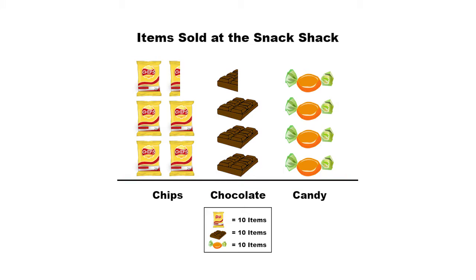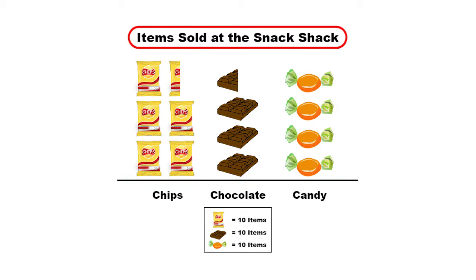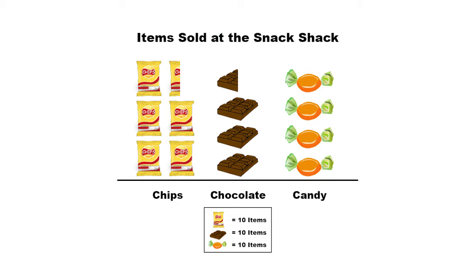As you see in this example, a pictograph has a title, in this case, Items Sold at the Snack Shack. It has pictures and categories. Here we have chips, chocolate, and candy, and it has a key which tells you the number each picture represents. One misunderstanding with pictographs is forgetting to look at the key and just counting the pictures. But just like bar graphs can be scaled, so can pictographs.